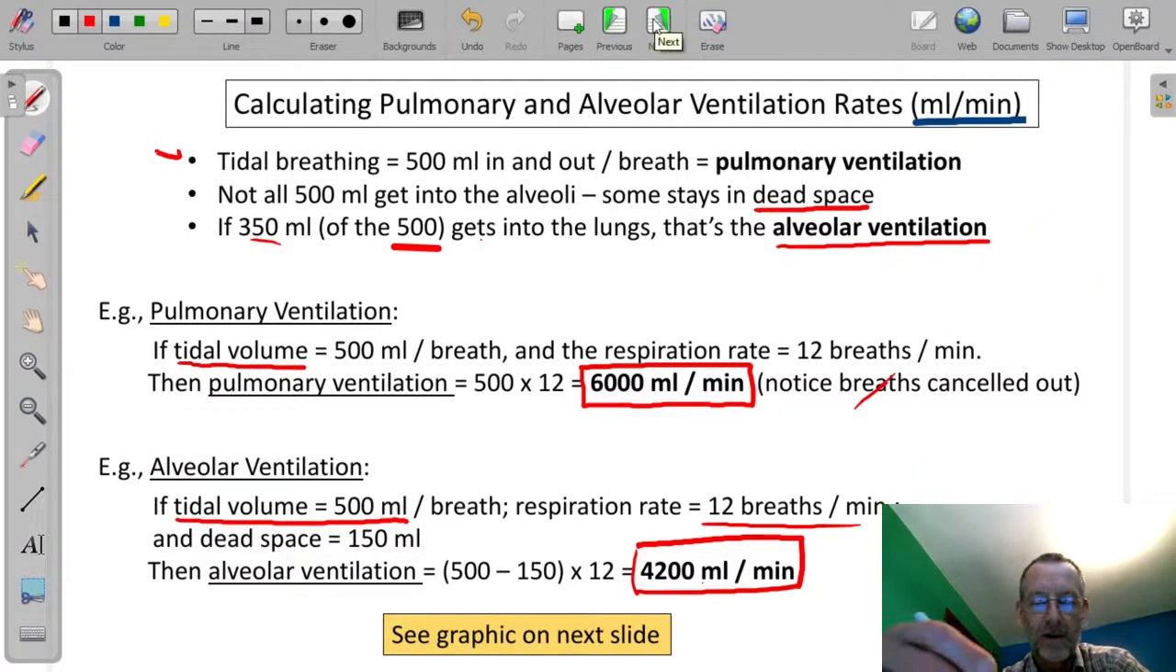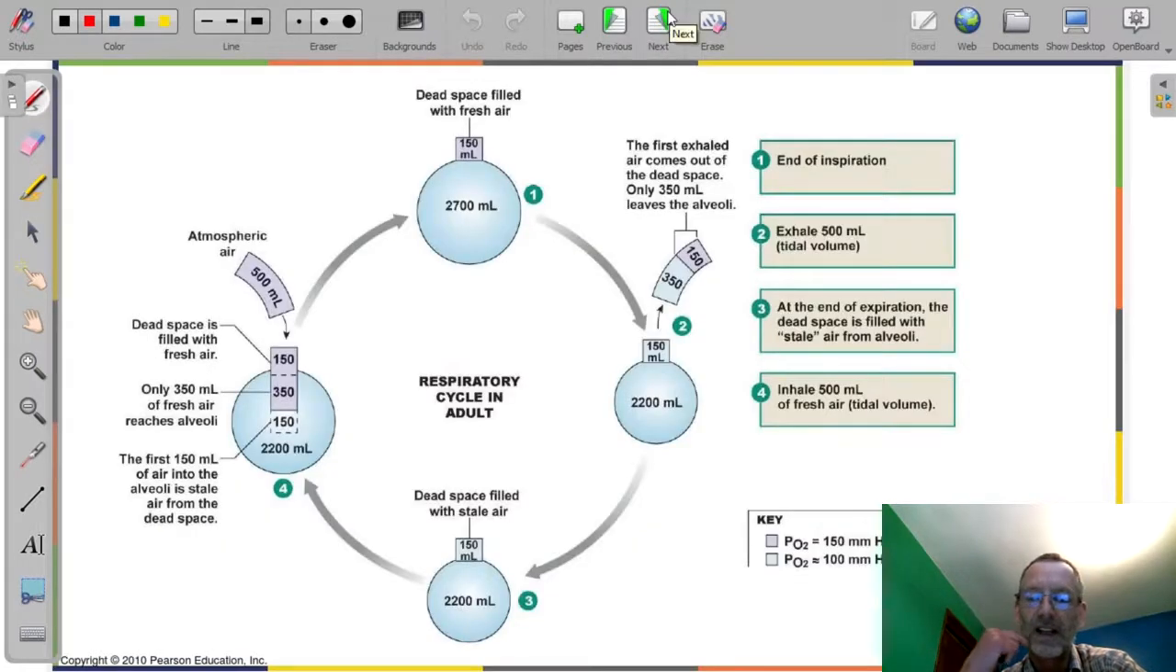So practice with some of the numbers, practice setting up the problem to where you can cancel out the units correctly. The next slide is a graphic of this idea. So we'll just work through it by the numbers, starting with number 1.